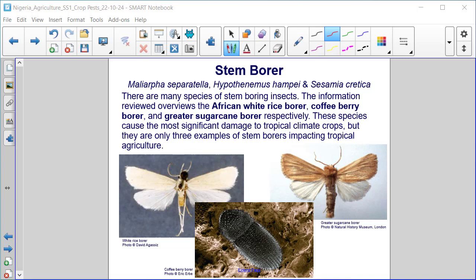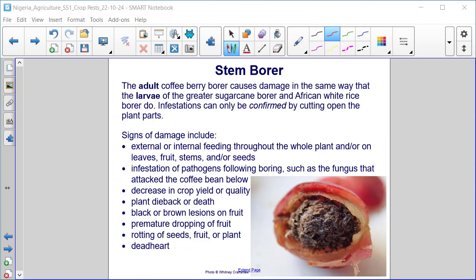There are many species of stem-boring insects. The information reviewed overviews the African white rice borer, coffee berry borer, and greater sugarcane borer, respectively. These species cause the most significant damage to tropical climate crops, but they are only 3 examples of stem borers impacting tropical agriculture. The adult coffee berry borer causes damage in the same way that the larvae of the greater sugarcane borer and African white rice borer do.